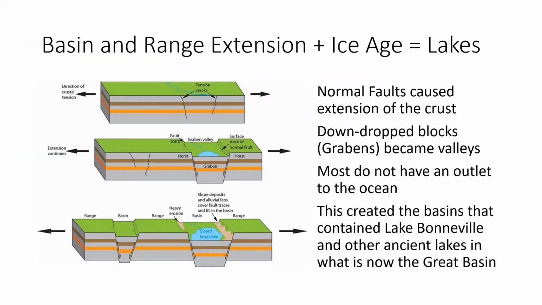Two factors caused Lake Bonneville to form: basin range extension and the Ice Age. In basin range extension, normal faults caused valley blocks or grabens to drop down relative to the surrounding mountains. Many of these grabens did not have an outlet to the sea and still do not to this day.